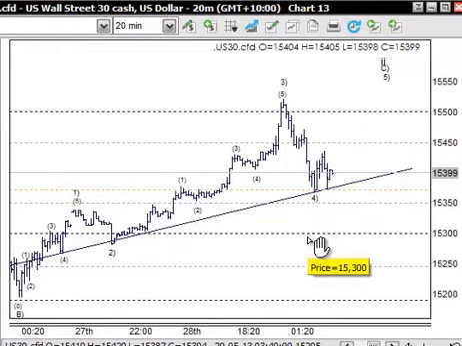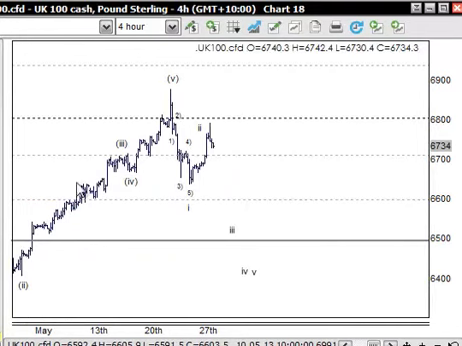So we just need to be a bit mindful there. And that would be the same for the European markets as well.